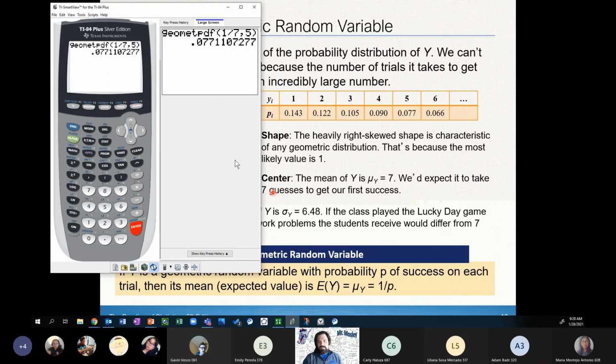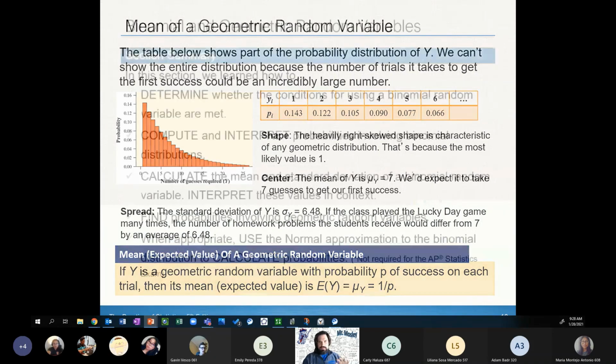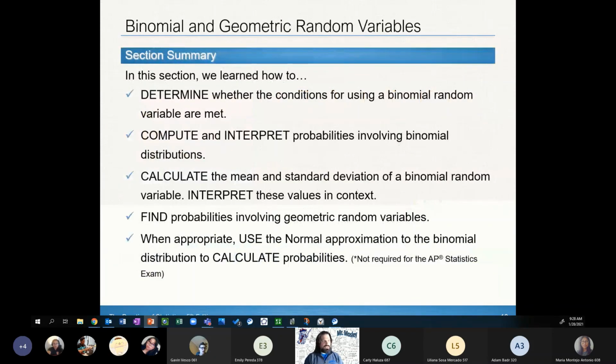So we do have the option of using the calculator to calculate these probabilities using the Geomet PDF or Geomet CDF commands. And with that, we have reached the conclusion of the presentation. We did all the things we said we were going to do at the beginning, which is fantastic. Is there anything I can clarify? Is there anything you'd like to go back to in the presentation?